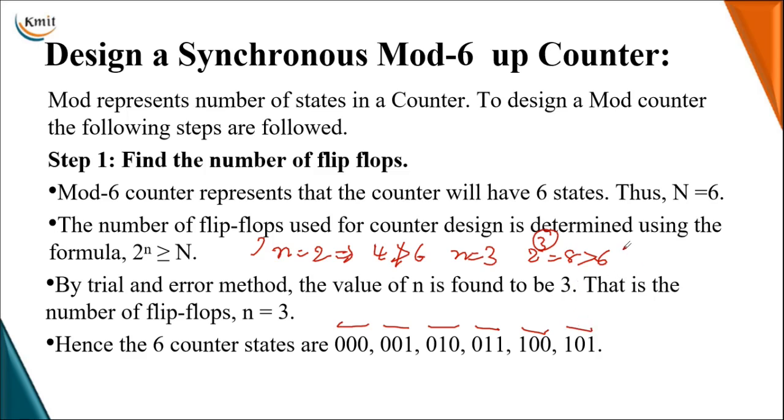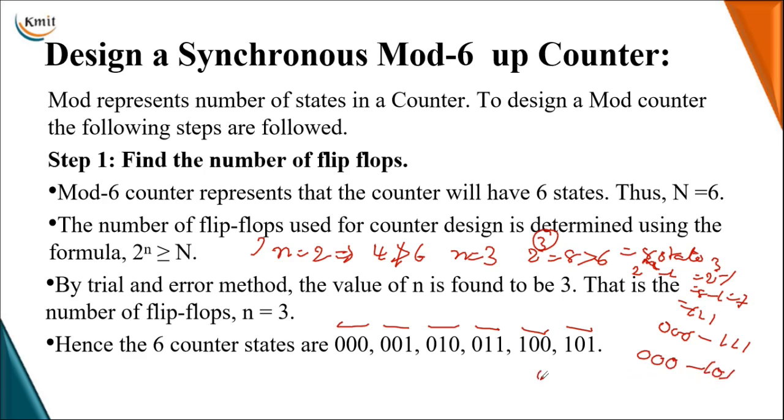As it is a 3-bit counter, it can give 8 states, and the maximum state is 2 power n minus 1, which is 2 cube, 8, minus 1, which is 7. The binary representation of 7 is 111. So with 3 flip-flops, the count would run from 000 to 111. But in this mod 6 counter, I need to obtain the states only from 000 to 101, as I require only the 6 states.